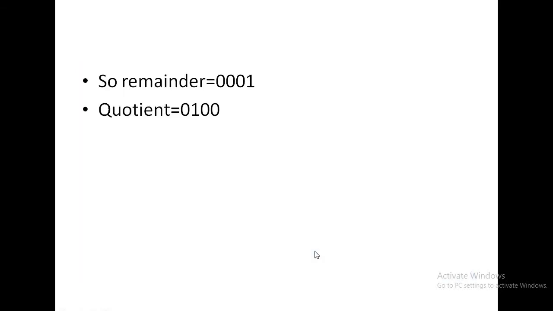And if I directly perform 9 divided by 2, the quotient is always 4 and the binary representation of 4 is 100, and the remainder is also 1. 9 divided by 2: 2 fours are 8. So remainder is 1. So this is the binary representation of 1. So my operation is successful.